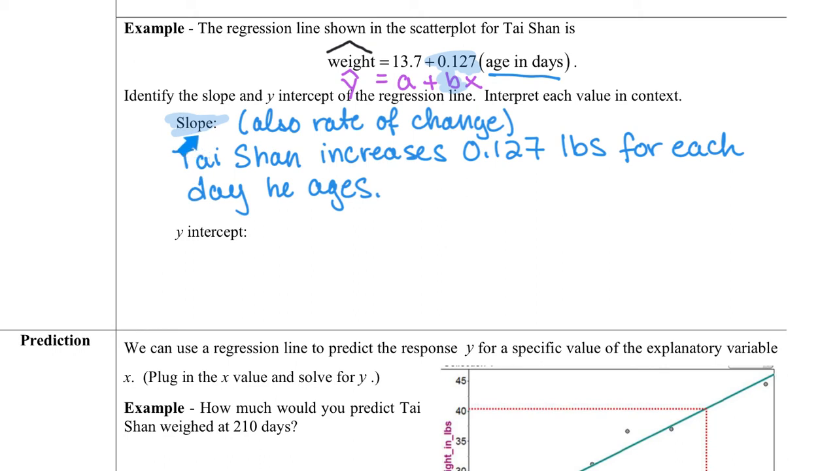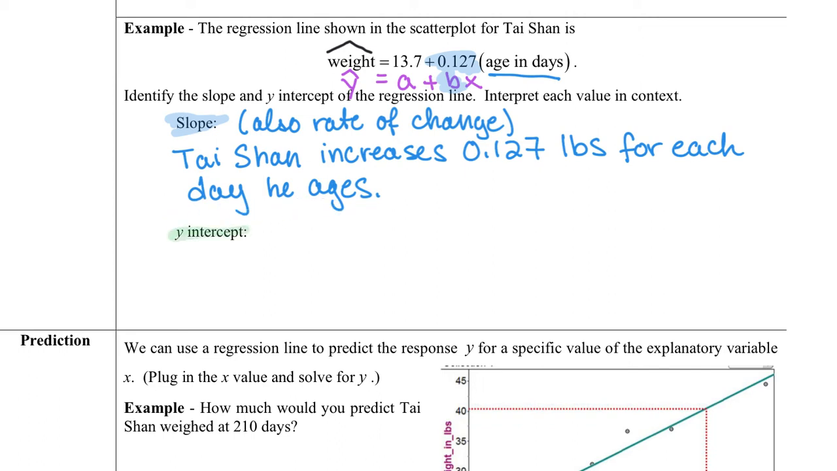So I've described it, slope. I put a note that it's also sometimes asked for the rate of change. Just realize those could be worded either way. Taishan increases 0.127 pounds for each single unit of day he ages.